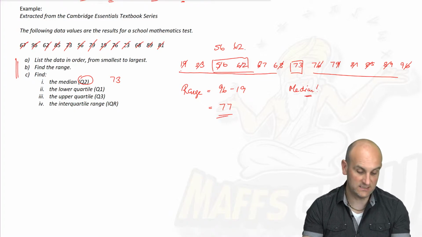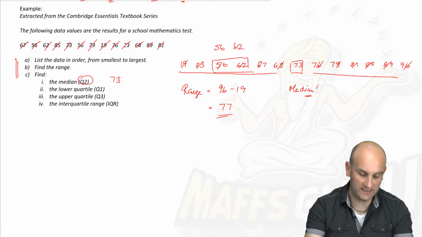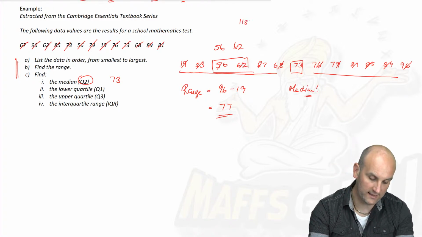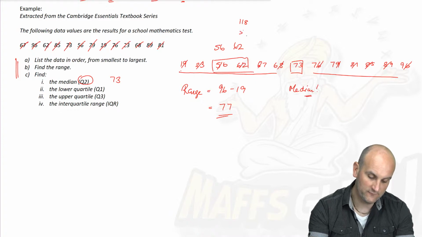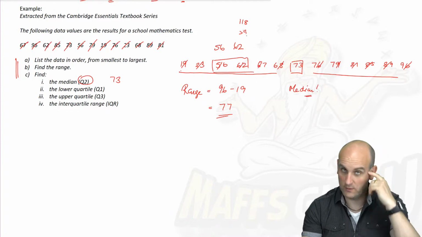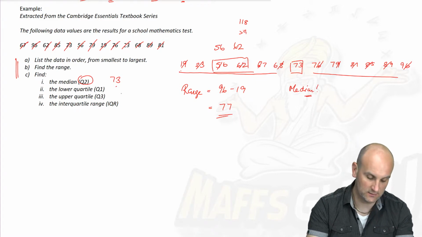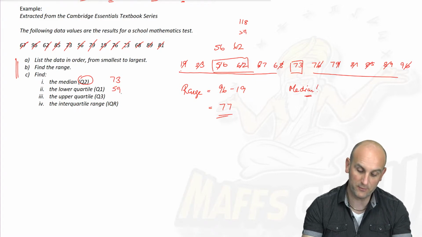I add them together and divide by 2. So adding them together gives me 118. So divide that by 2 gives me 59. Yep, now again, I'm doing this all in my head, but you can use a calculator. So the lower quartile is 59. What about my upper quartile?